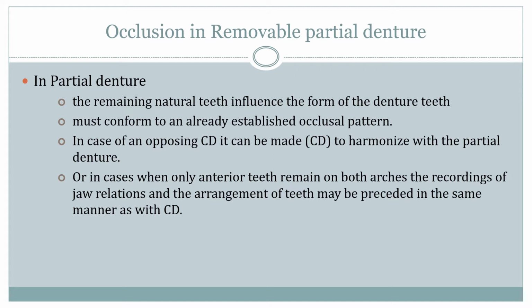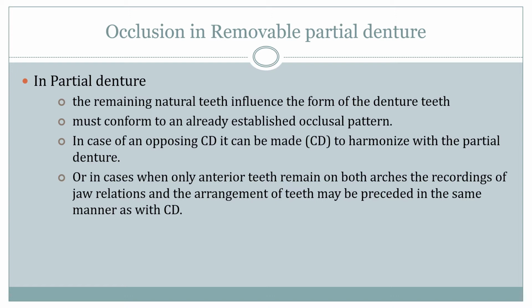So in a partial denture, suppose we have some natural teeth remaining, either in the anterior or in the posterior, whether it be a class 1, class 2, class 3 or class 4, the remaining natural dentition will definitely have an impact on the kind of prosthesis that you're going to give for the edentulous areas. Okay, and your partial denture should always conform to the already established occlusal pattern.